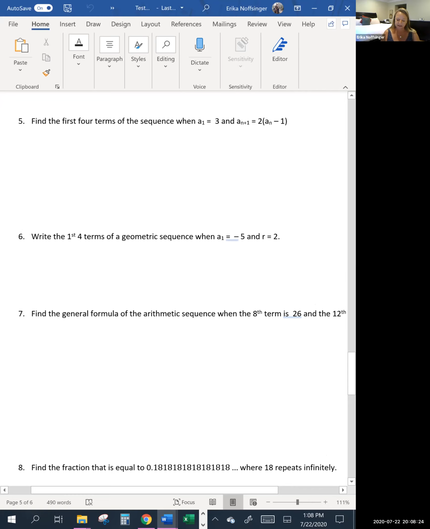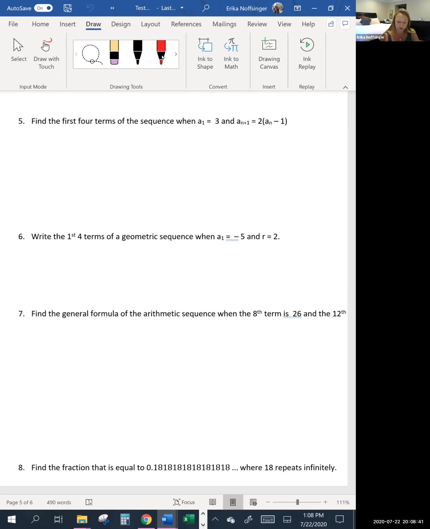So this says find the first four terms of a sequence when a sub 1 is equal to 3 and a sub n plus 1 is equal to 2 times the quantity a sub n minus 1. So this is a recursive sequence. This is where terms are in terms of the term before it. So we have a sub 1 is 3. We're already given the first term, and so we want to figure out what a sub 2 is.